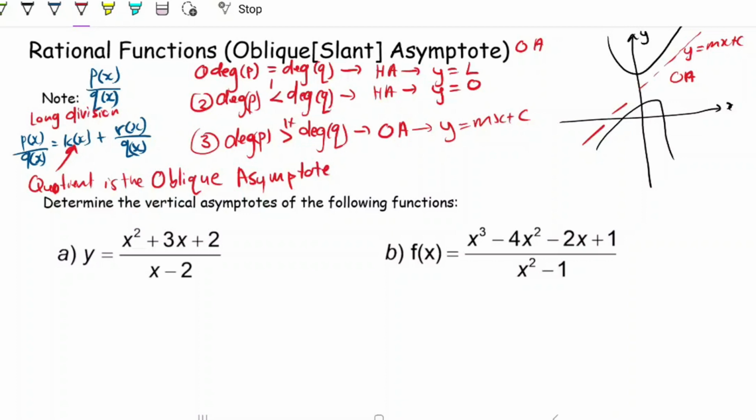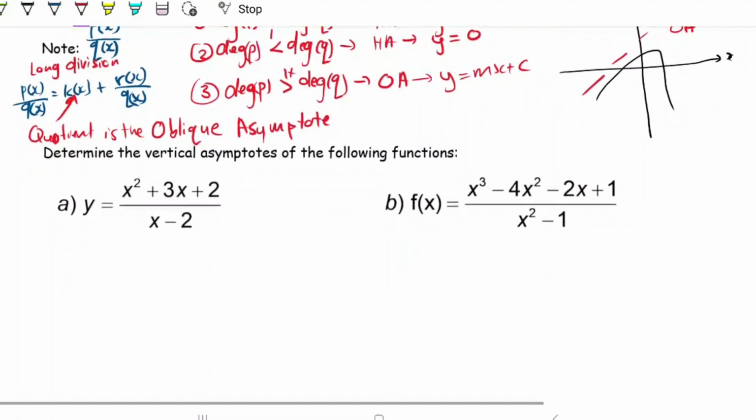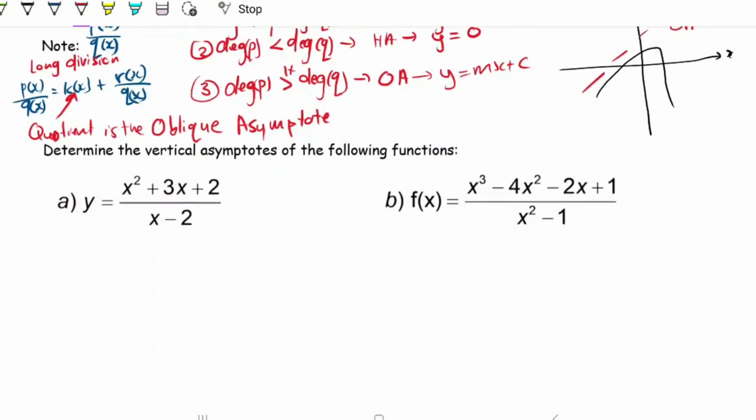So let us dive deep into doing these two questions, and we can see the oblique asymptotes. I've also drawn these two functions on GeoGebra, and we'll see what those look like. So let us dive right into it. Like we said, we'll perform long division on this expression: x squared plus 3x plus 2 over x minus 2.